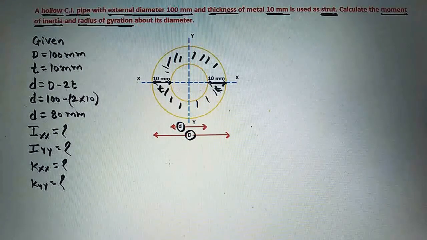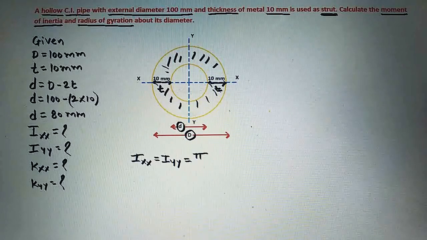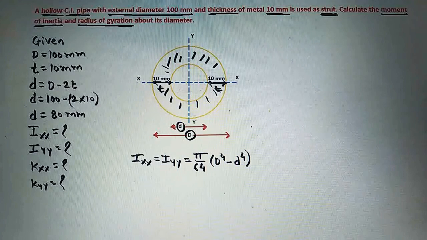For a hollow circular section, the moment of inertia along x-axis and moment of inertia along y-axis have the same formula, and that is pi by 64 in bracket capital D raised to 4 minus small d raised to 4. So this is the formula to find out the moment of inertia along x-axis and along y-axis for a hollow circular section, and this formula for x-axis and y-axis is the same.